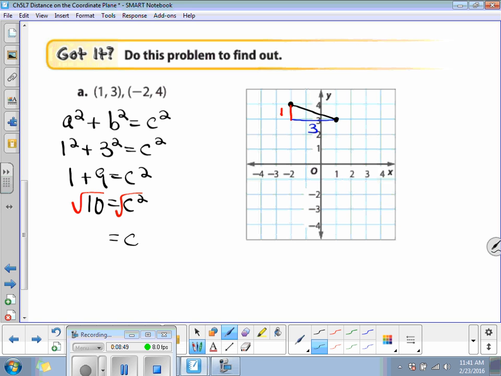it says 3.16, right, units. But if I asked you to round to the nearest 10th, what would that be? C is equal to what? 3.2, and we would just say units.